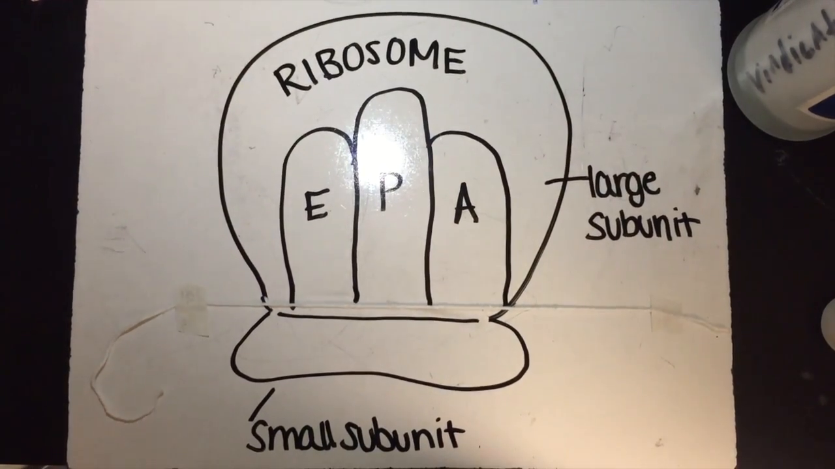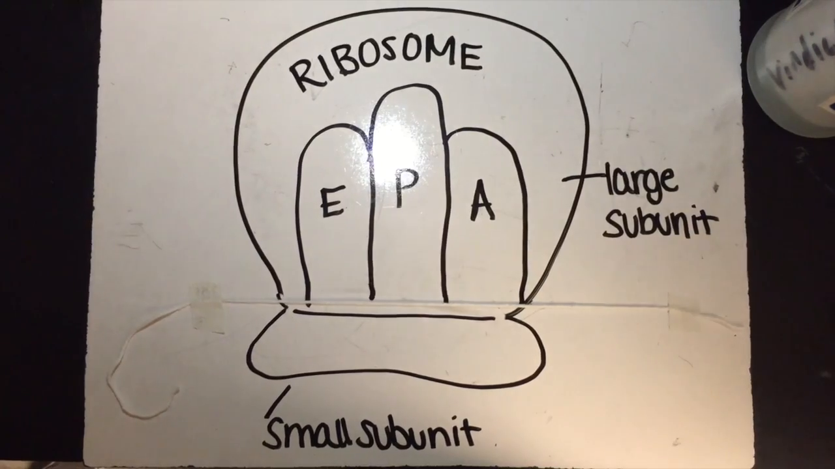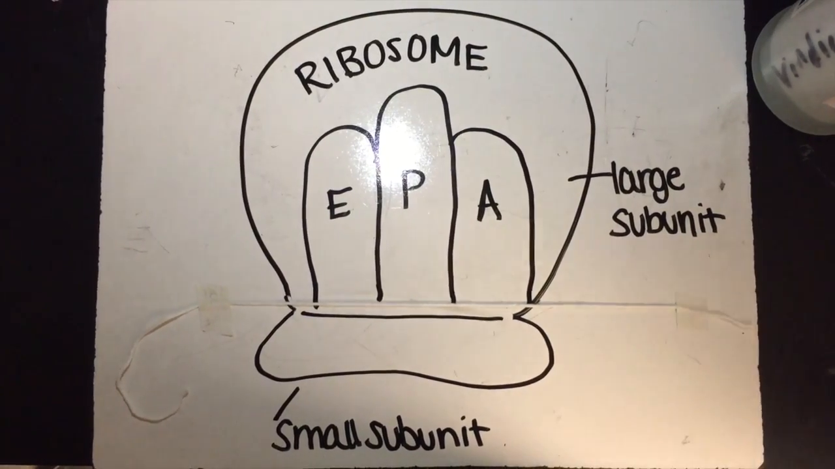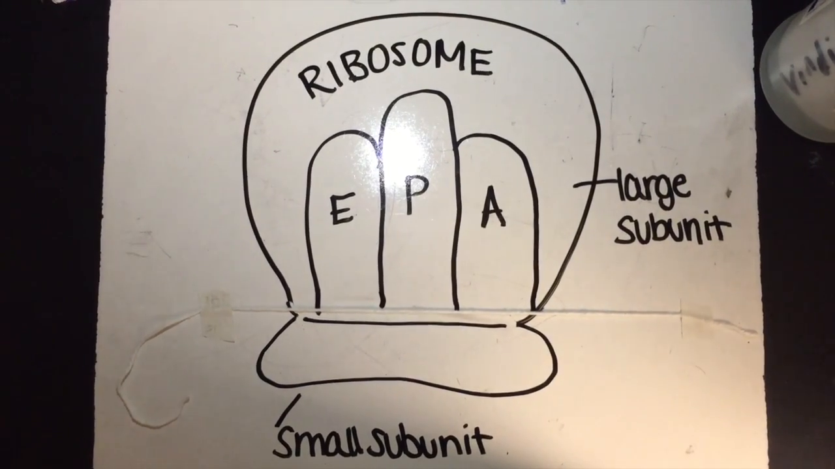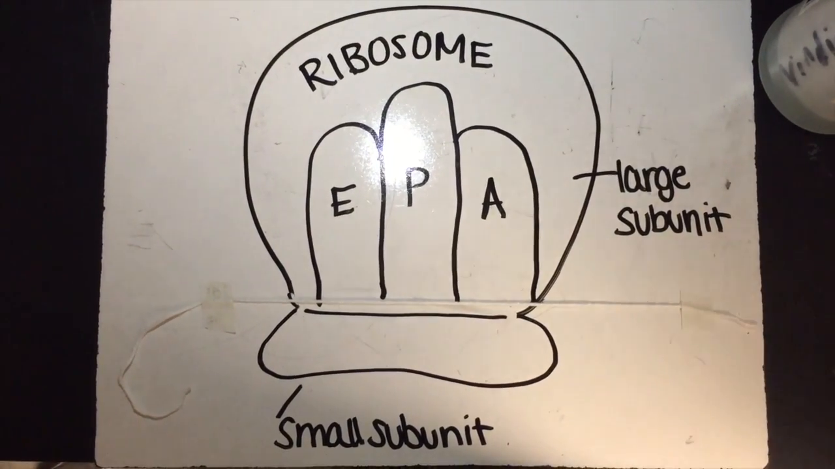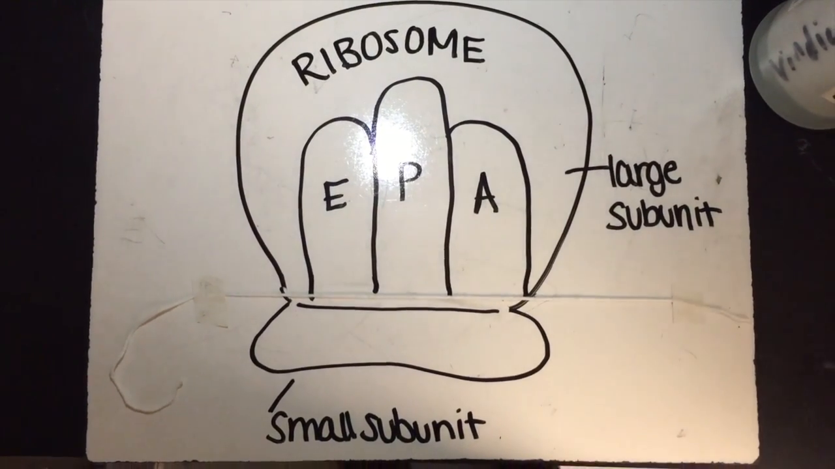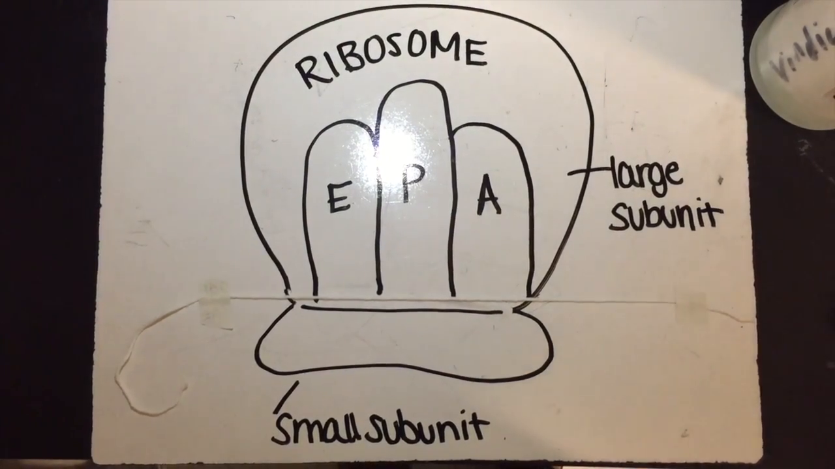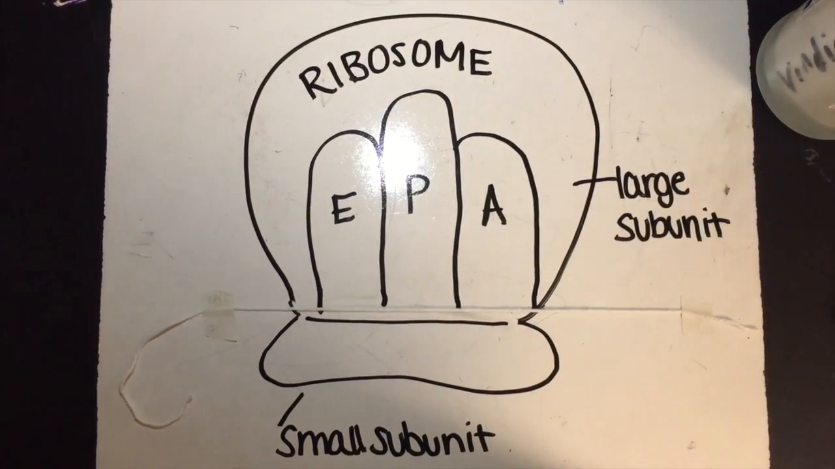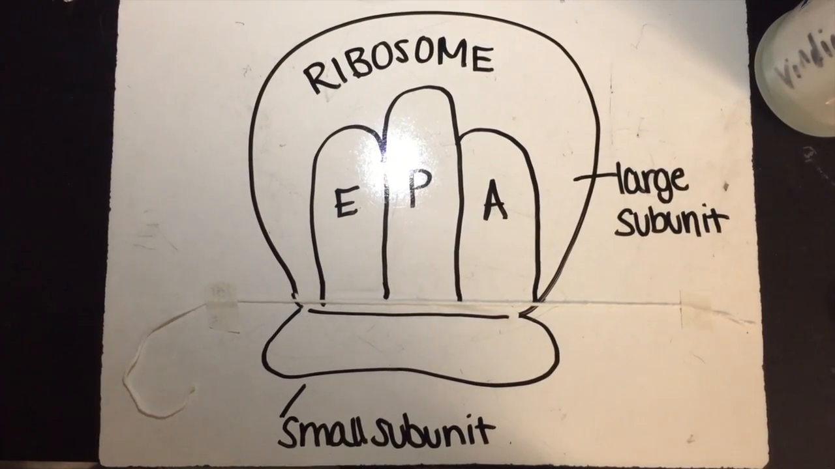A ribosome is made up of a combination of RNA and proteins, which are molecules called ribosomal RNAs, or rRNAs. A ribosome also has a large subunit and a small subunit. The large subunit is where the tRNA binding sites are, so the A, P, and E sites, whereas the small subunit has the mRNA binding site. A ribosome is where the process of translation occurs.